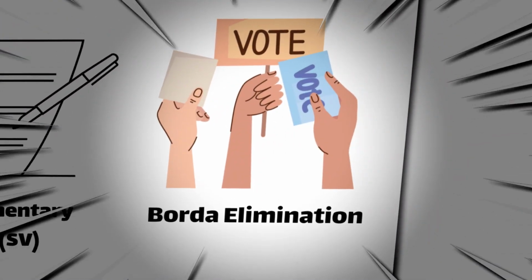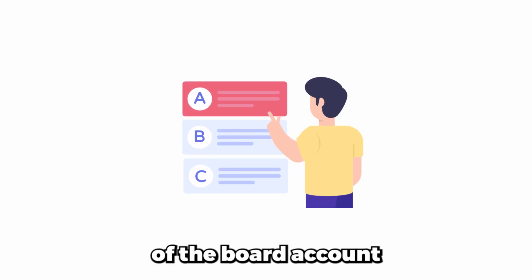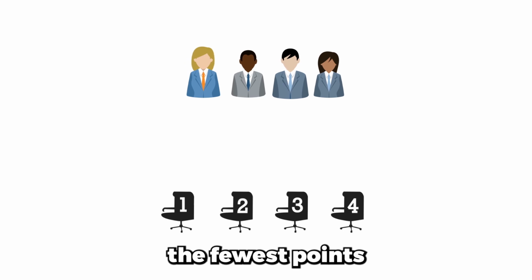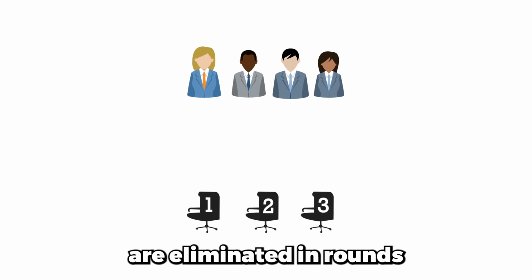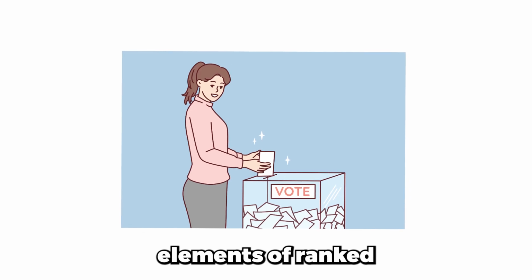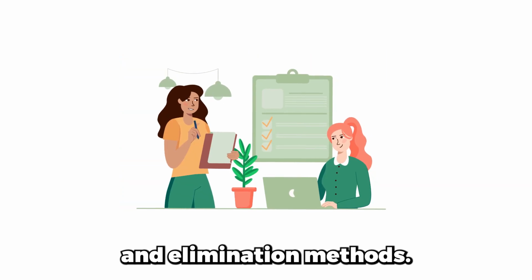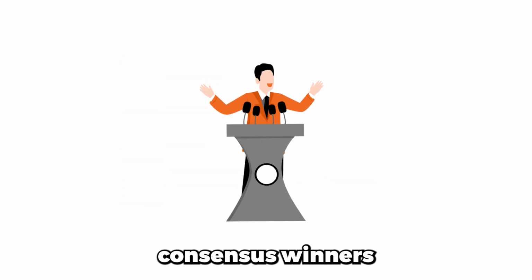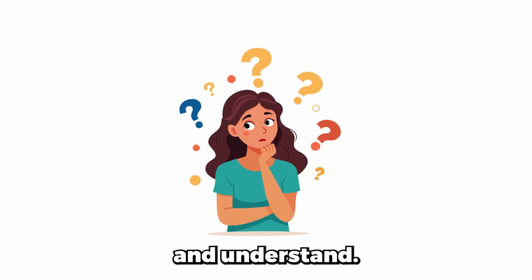Borda Elimination. Borda Elimination is a variant of the Borda Count, where candidates with the fewest points are eliminated in rounds, and points are recalculated until one candidate remains. It combines elements of ranked and elimination methods. This system can produce consensus winners and is complex to administer and understand.